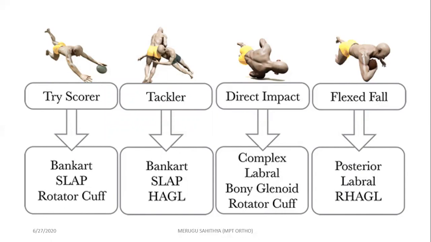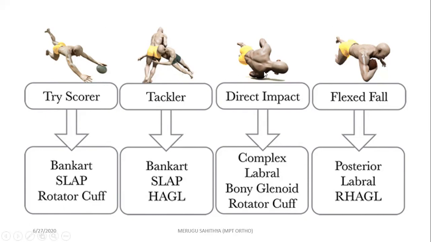This is a mechanism of injury while playing rugby or different types of activities that cause SLAP lesions or glenoid labrum injuries. In this first one, the tri-scorer mechanism will cause the Bankart lesion, SLAP lesion, and rotator cuff injuries. And this is a tackler mechanism. It also causes the same Bankart lesion, SLAP lesion, and HAGL, that is humeral avulsion of the glenohumeral ligament injury.